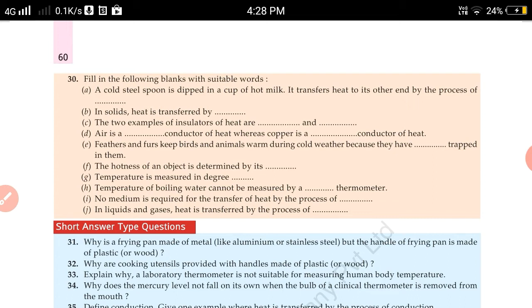The hotness of an object is determined by its temperature. Temperature is measured in degrees Celsius.